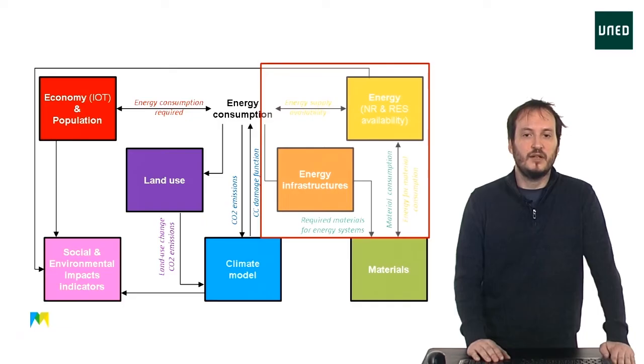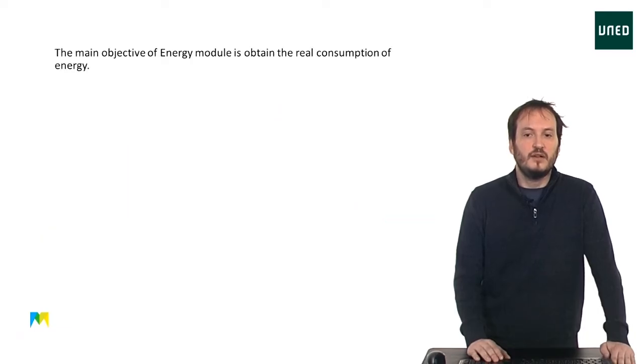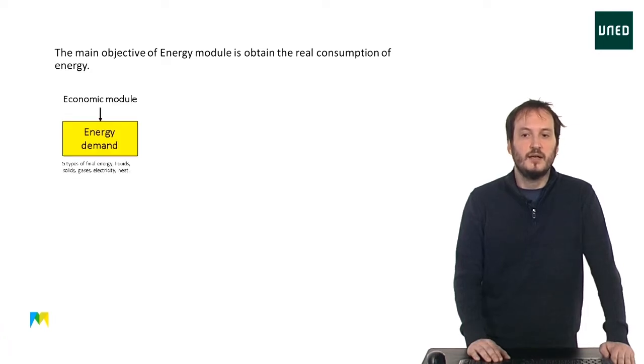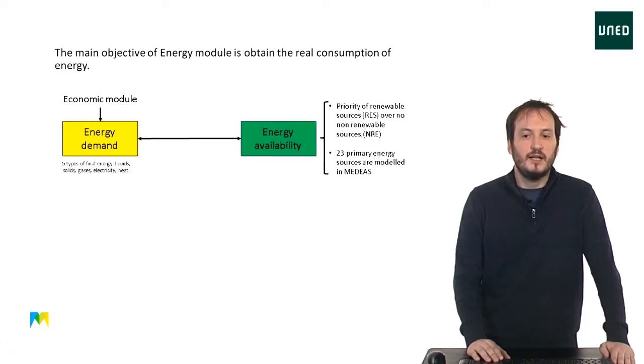availability and energy infrastructure. The main objective of the MEDEAS module is to obtain the energy consumption necessary to cover the economic demand. For this, the required energy demand is obtained in the economic module through the energy intensities, as explained in the second topic of this course. The energy demand is disaggregated by 5 types of final energy: liquid, gases, solids, electricity, and heat. Each demand is compared with the availability of energy.